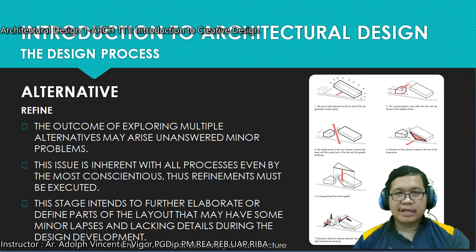Okay. So the outcome of exploring multiple alternatives may be unanswered minor problems. The issue is inherent with all processes, even with the most conscientious, thus refinements must be executed. The stage intends to further elaborate or define parts of the layout that may have some minor lapses and lacking details during the design development. Because during the design development, class, you're just looking into the general context of the problem. But you have to really refine it. You have to put things into details so that you'll have a better understanding of the design solution that you have arrived at, if it is the right answer to the problem.